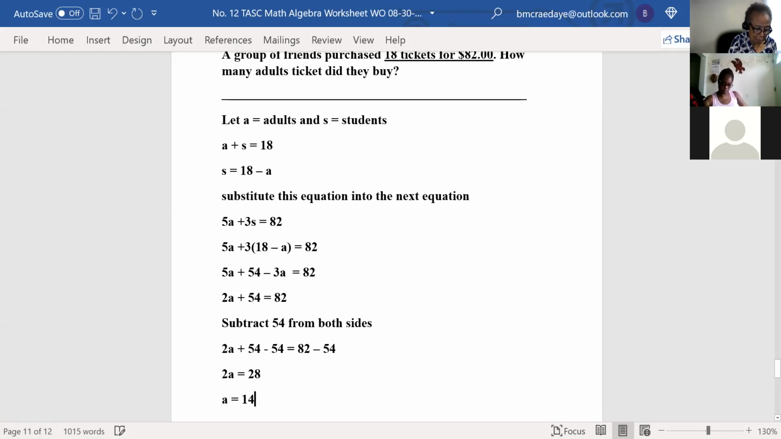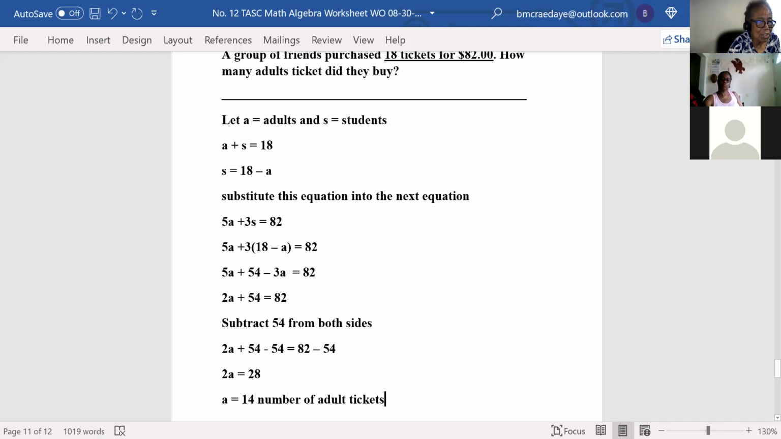Let's put that here. Number of adult tickets. So how many student tickets did the friends purchase? 4. That's right, because 18 total tickets, 14 adult tickets from 18 means 4 student tickets were purchased, right? Does that add up to 82?